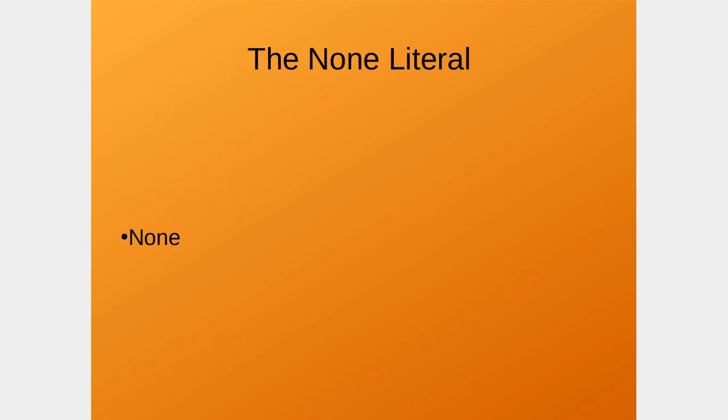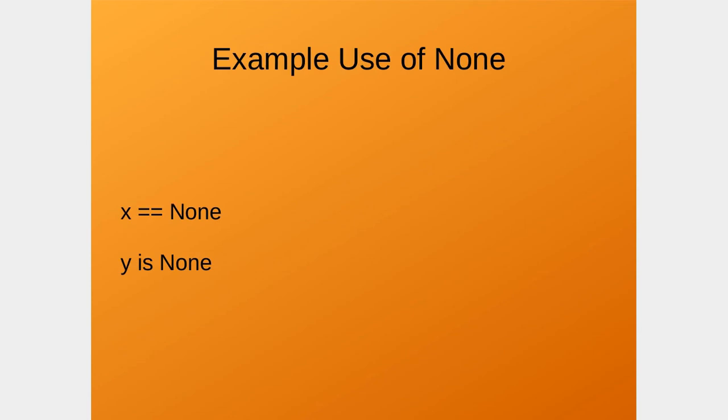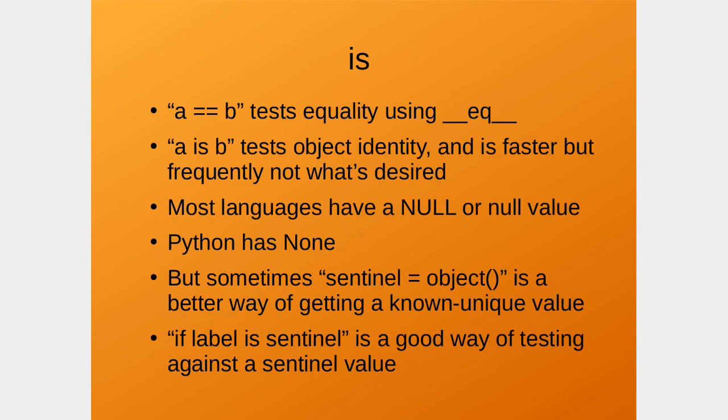The None literal, as I mentioned previously, None is always capitalized. Example uses of None. You can say x equals None. It's usually faster to say y is None, and it works perfectly well. So you may as well just leave x equals None out of your Python vocabulary.